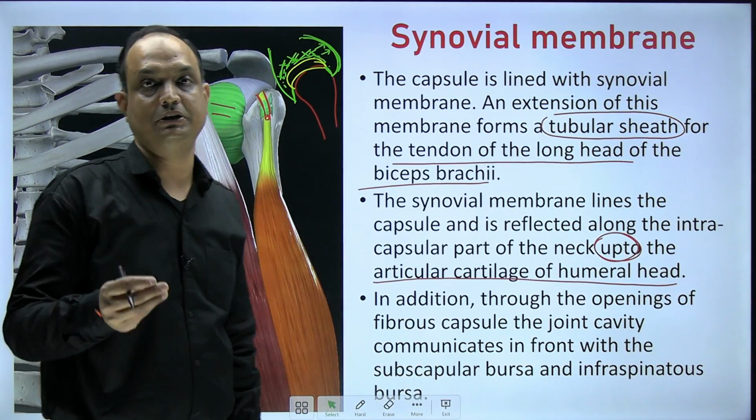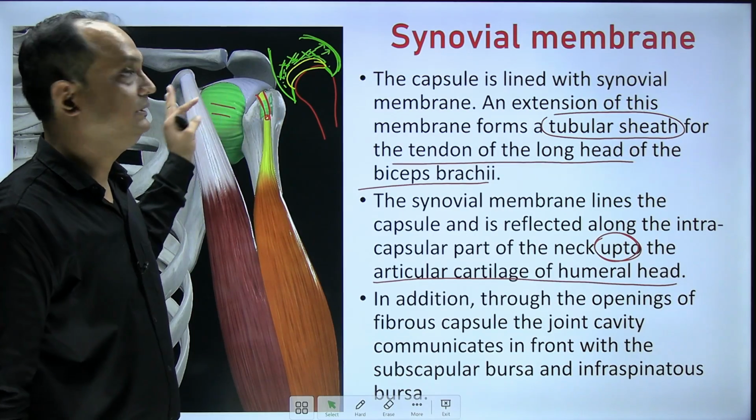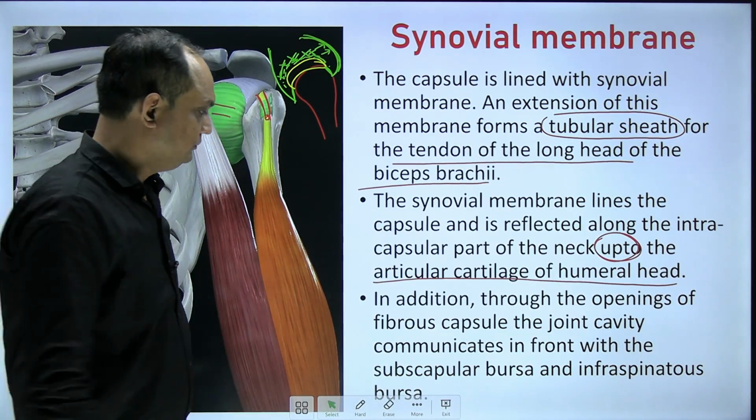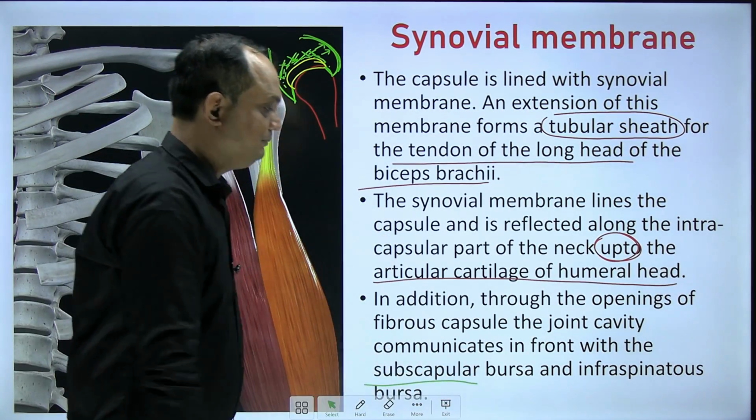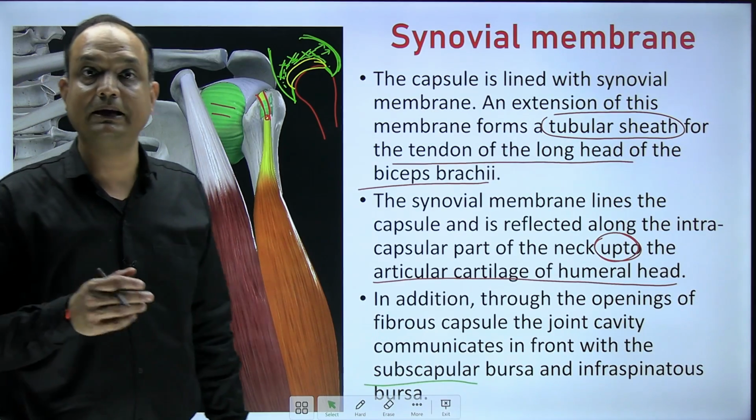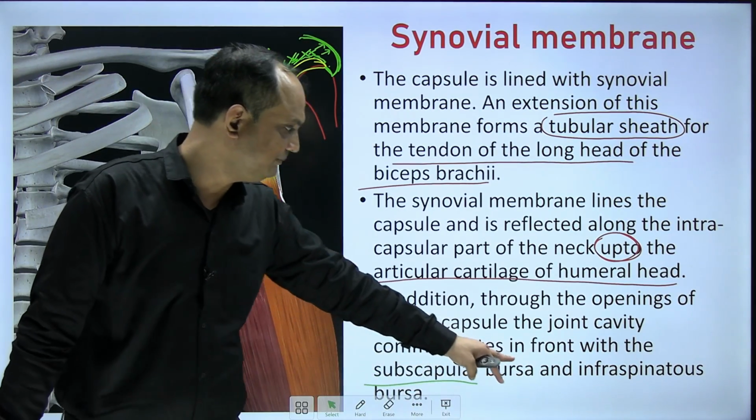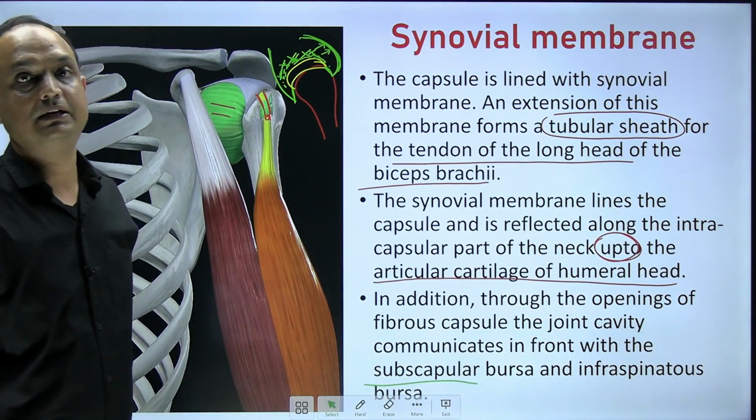In addition, there are some openings present in the fibrous capsule of the shoulder joint, and these allow the communication of the cavity with the surrounding bursa. So you will have bursas like the subscapular bursa, and the subacromial bursa. Sometimes it may have communication with the infraspinatus bursa.